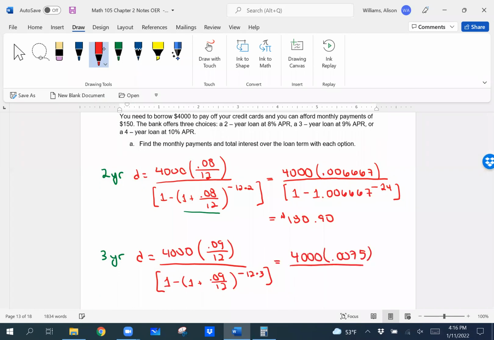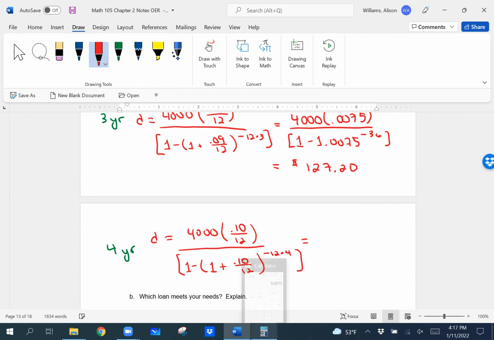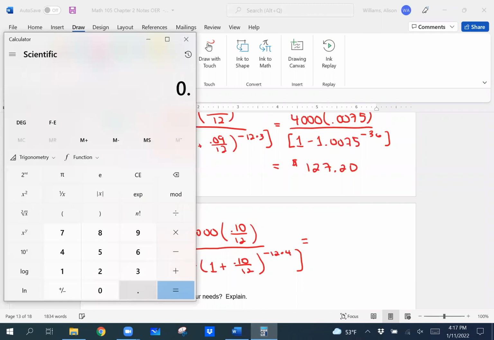All right, let's look at the 4-year. I believe the interest rate just goes up 1% again, so it's 0.10 now, all over 1 minus 1 plus 0.10 over 12, this time 12 times 4. Okay, and then 0.10 divided by 12 does not come out nicely if I recall. 0.008 and then a bunch of 3's.